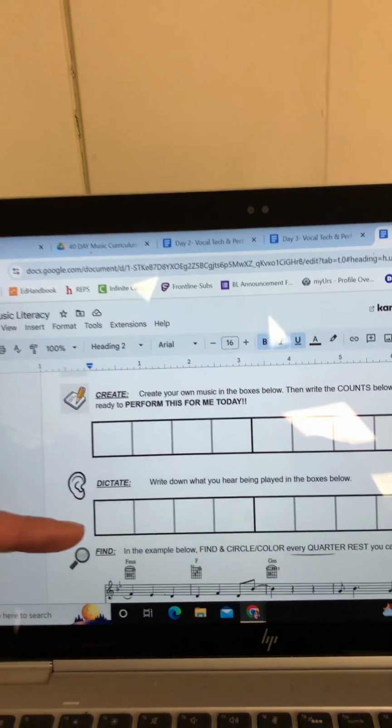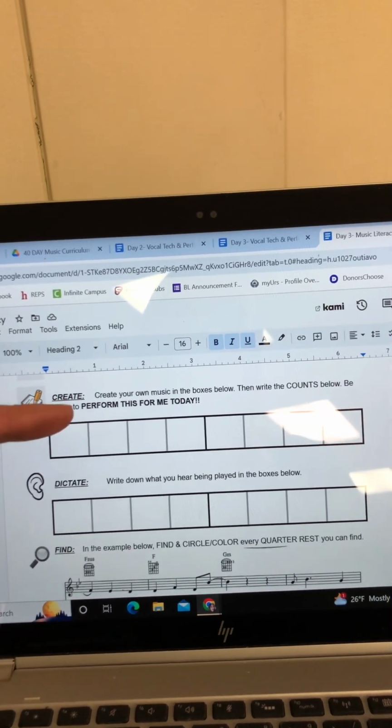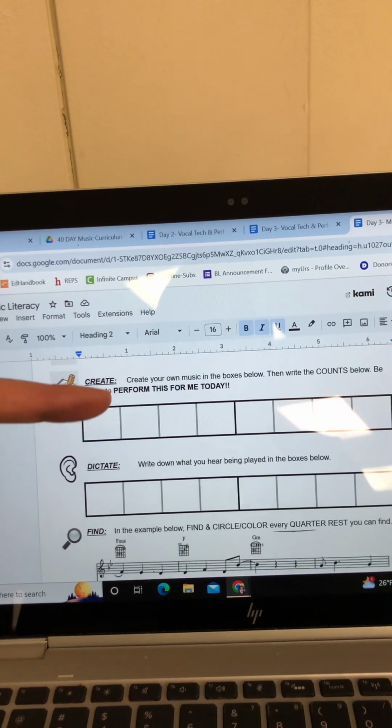Right here, you create your own. This is the one that you dictate to me. Be ready to perform this for me next class period, hopefully. Or you'll perform it for me eventually.